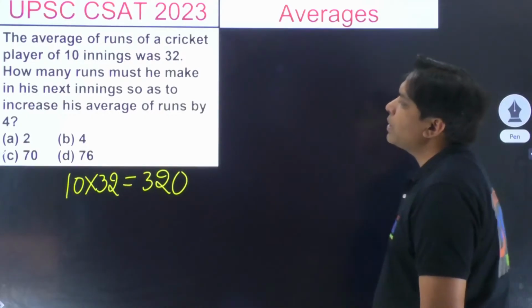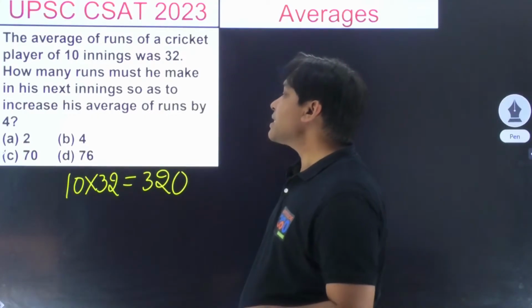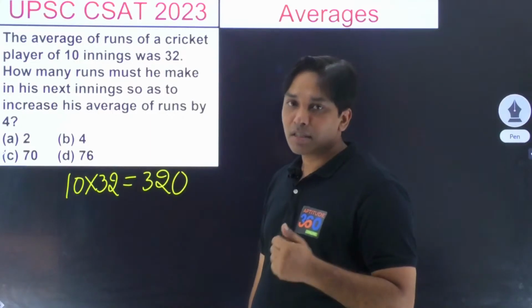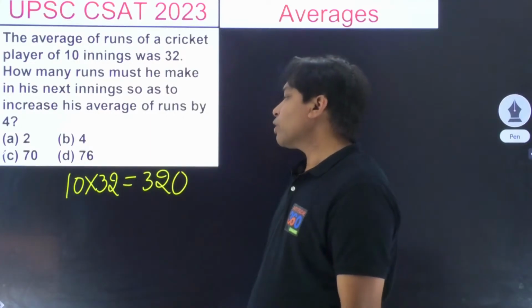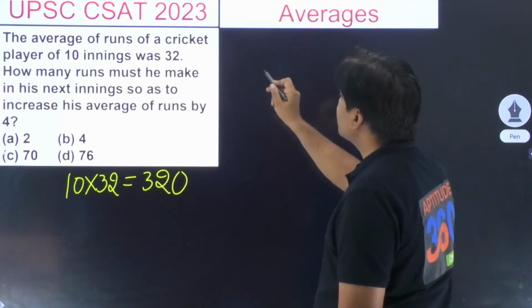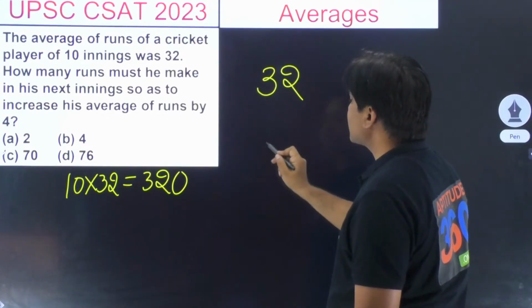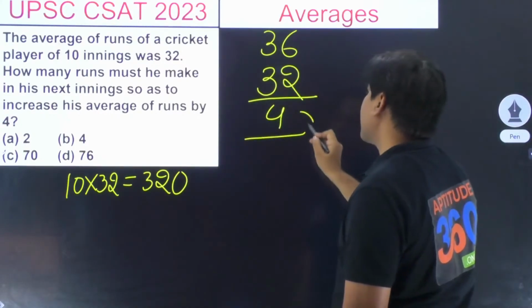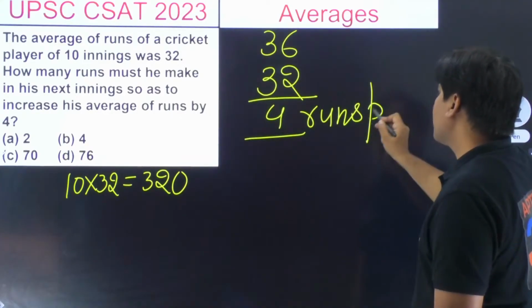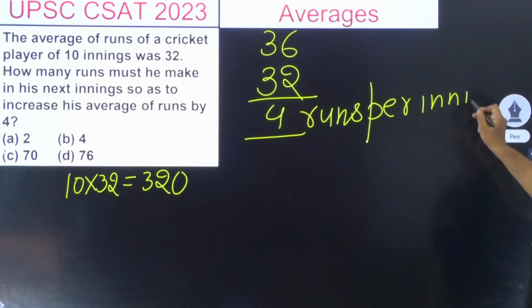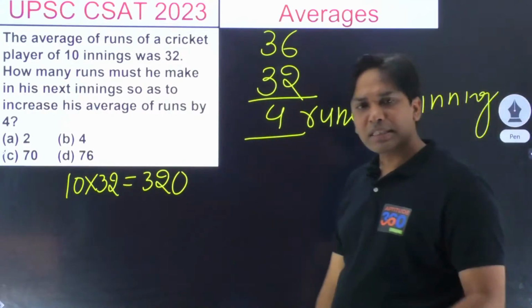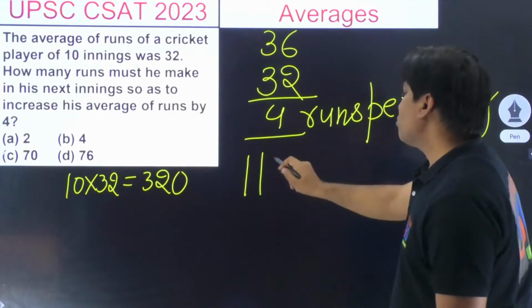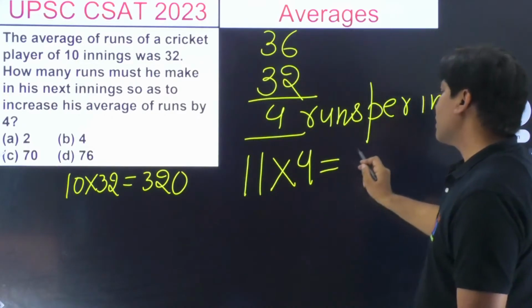And the problem tells you, how many runs must he score in the next inning so as to increase his average by 4 runs? So what is the new average out here? The new average is 36 per inning. See, this gentleman was making 32 runs, and the new average is 36. So per inning, 4 runs per inning must increase, isn't it? And how many innings do we have? 10 previous innings and the 11th inning. So in 11 innings, by how much must he increase the runs? 4 into 11. This is 44 runs.